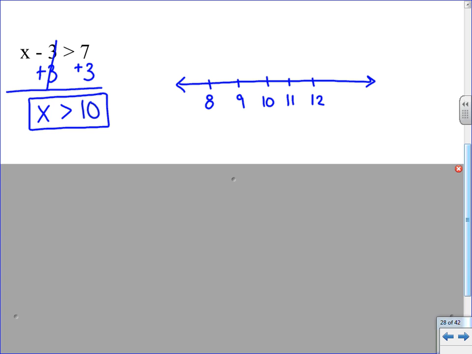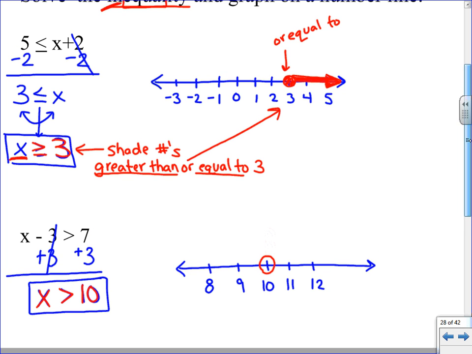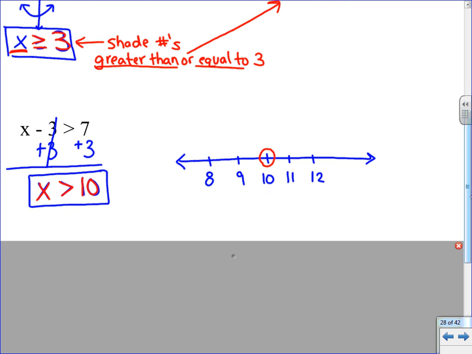So we are supposed to shade numbers that are greater than 10. This time it doesn't include 10. We're still going to put our circle at 10, but we're not going to fill it in. If the question has an or equal to, like our first example, then we'll fill the circle in. If it does not have the or equal to, then we're going to leave the circle open, because we're not including 10. We're only shading numbers that are greater than 10, not equal to 10.